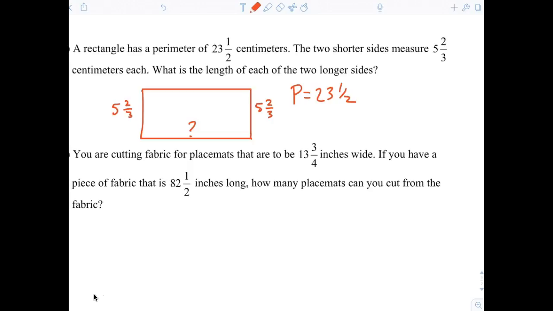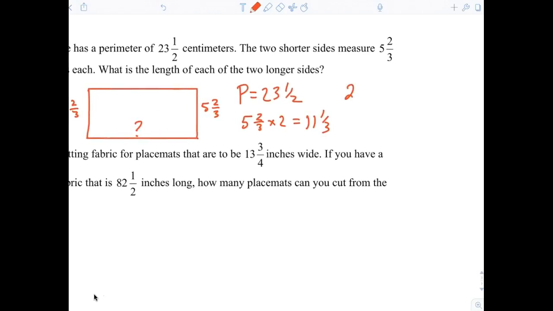Very smart. The first thing she said was I take 5 2/3 and multiply that by 2. And tell me what that comes out to be. 11 1/3. You're awesome. Now what do I have to do? And then you take the perimeter, 23 and a half, minus 11 1/3. Beautiful. So what is that? That's 12 1/6.